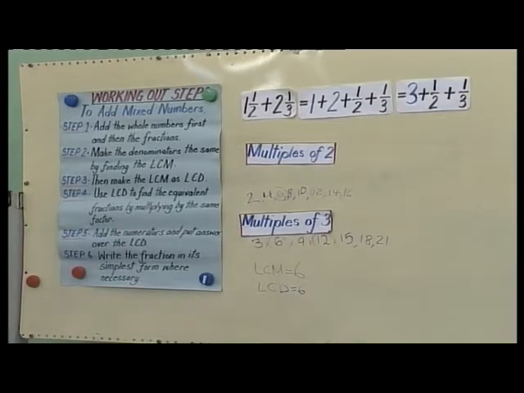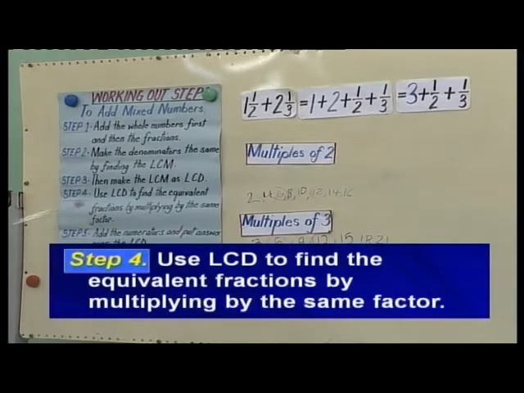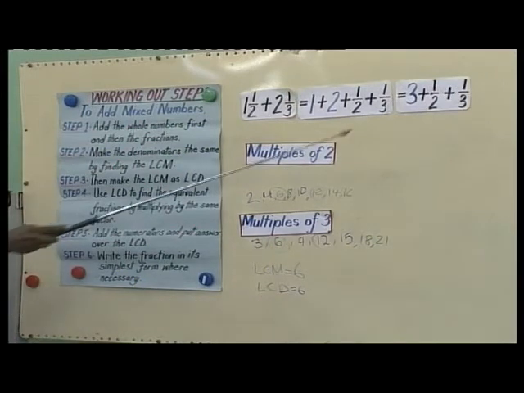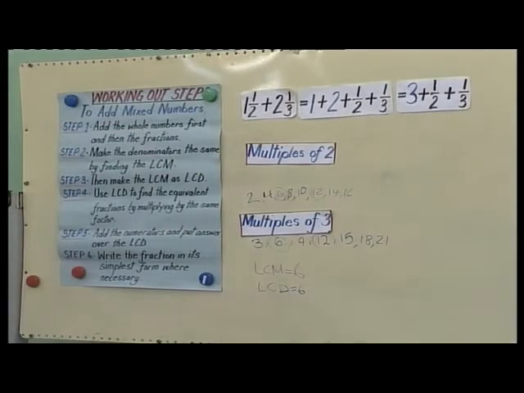All right, our next step, step 4. Okay, use the LCD. Same factor. So we have the lowest common denominator as 6. 2 times what number will give 6? 3. So we will multiply a half by 3.